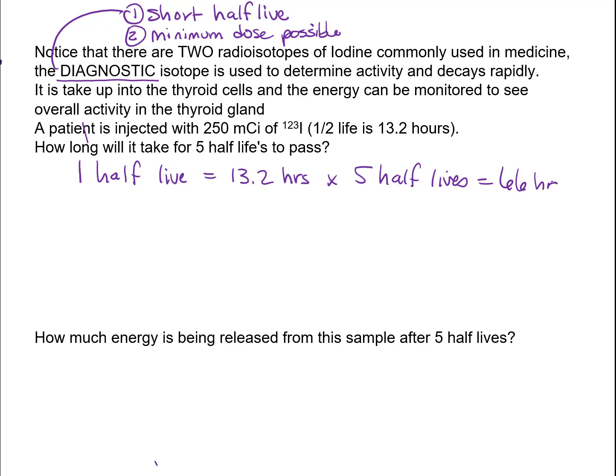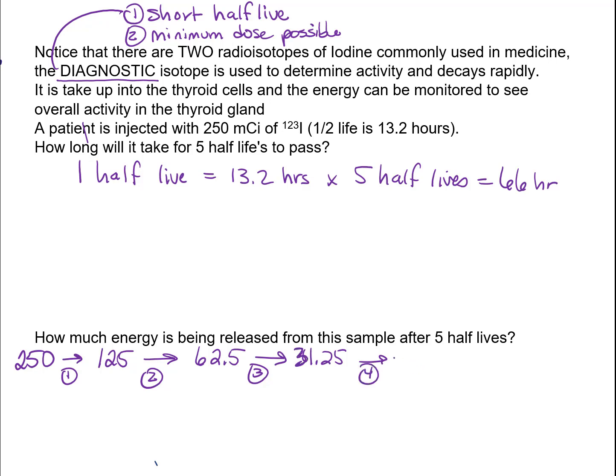But you would always be given the time, the half-life, and the number of half-lives there. So then this last one says, how much energy is still being released after 66 hours? Well, if I started with 250, what am I going to have to do? Okay, so this is going to be half-life number 1, and it would be 125. Half-life number 2 would be 62.5. Half-life number 3, 31.25. Half-life number 4, half-life number 5.